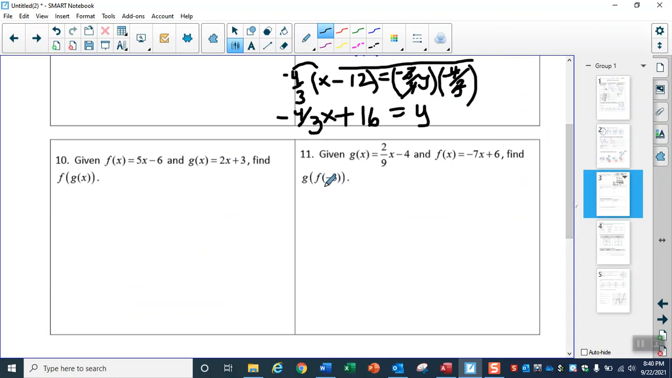So now what I'm doing here is I'm going to work my way from the inside out. So I'm going to write f of negative 3.